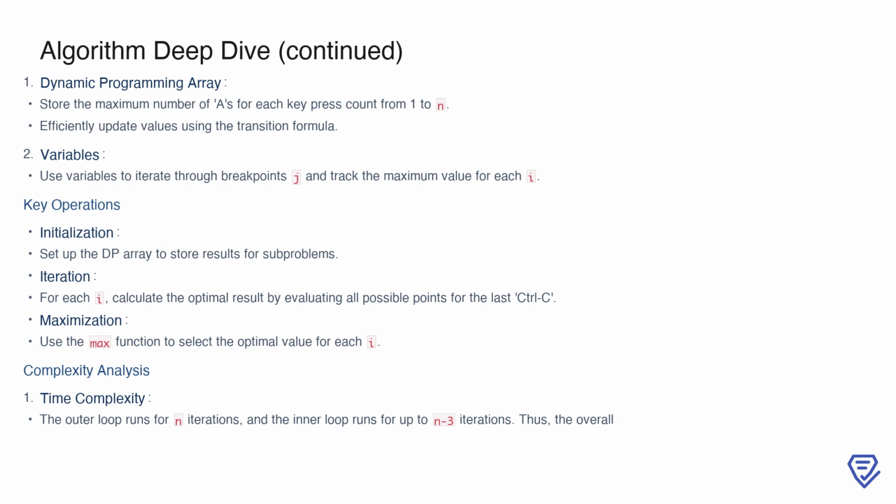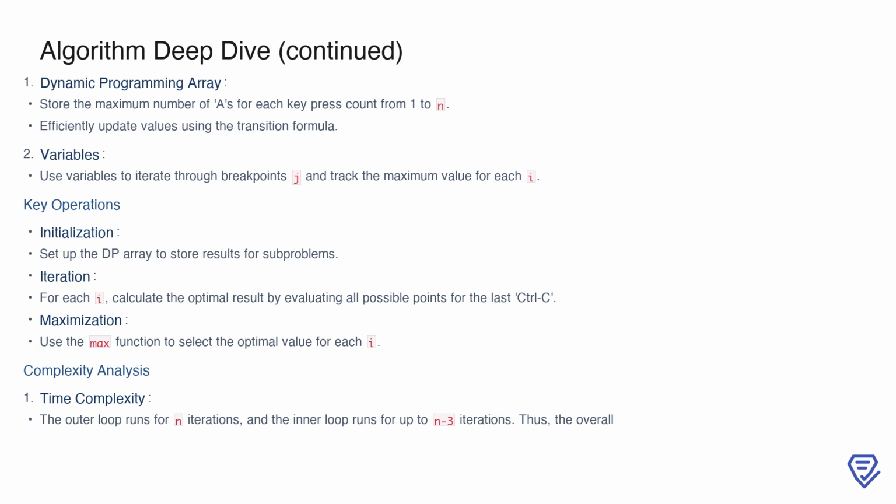The algorithm involves three key operations: initializing the dp array to store results for subproblems, iterating through each i to compute the maximum possible value, and using the max function to select the best result for each step. This systematic approach ensures that the solution is both efficient and correct.